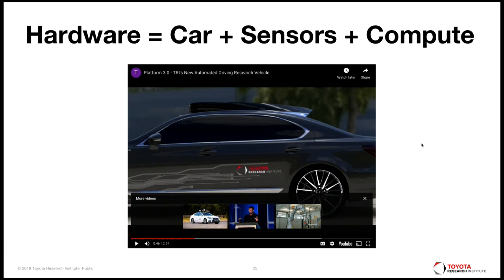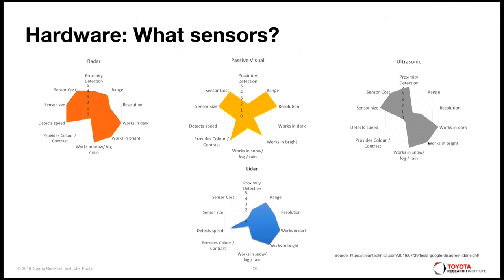You'll hear a lot about sensors, you'll hear a lot about compute, you'll hear a lot about AI, but I think the body itself of the car is really important, which is a very robotics-y notion.